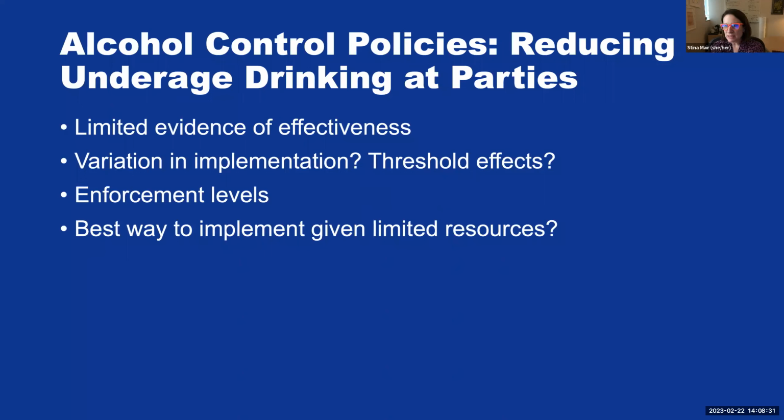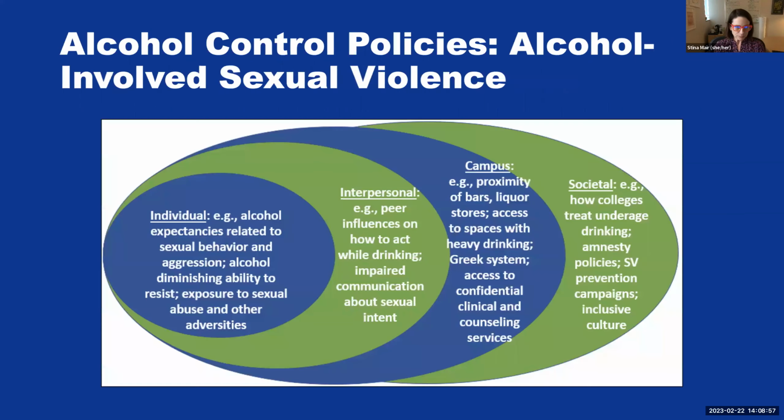So you would think that because there are thousands of these on the books and implemented across the United States, there's really robust evidence that a social host ordinance works. However, the actual evidence that we have is somewhat limited. And some of this is because of variation in implementation, variation in enforcement. And the idea really here is, given that we have such limited public health resources, what is the best way to implement these kinds of policies?